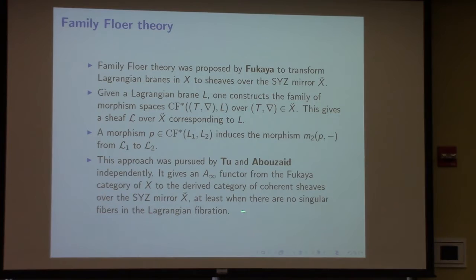So this approach was pursued by Tu and Abouzaid independently. And Abouzaid is here, he can explain much better. So it gives the A-infinity functor from the Fukaya category of X to the derived category of coherent sheaves over the mirror X hat. So this is good, nice if there are no singular fibers. We are always puzzled by the singular fibers and we still don't understand them.